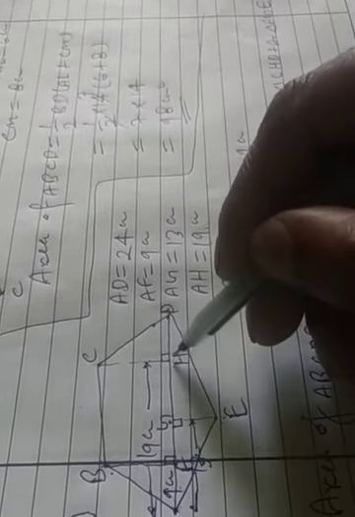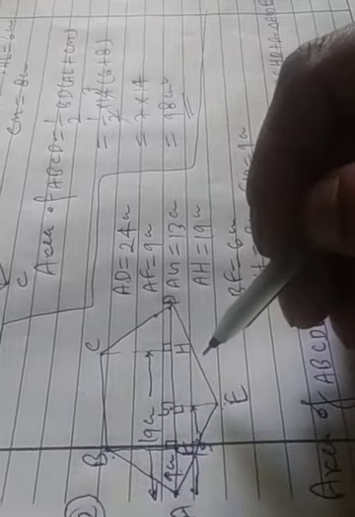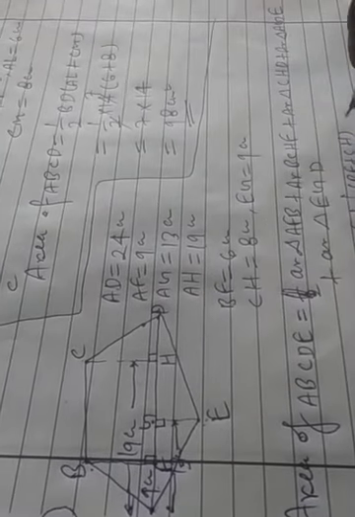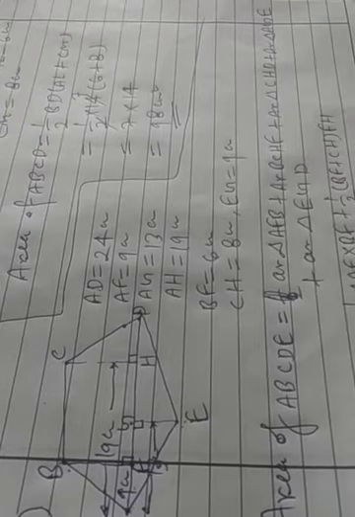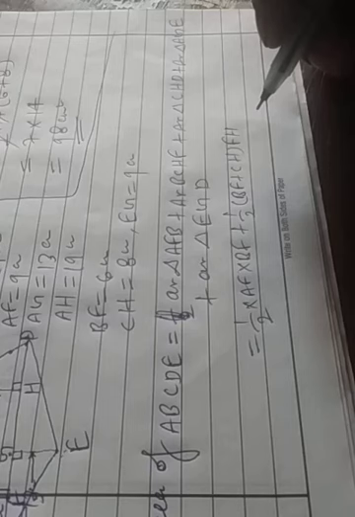And into the distance between them, we see that this is the distance between them. It means FH is the distance between these parallel sides. Okay, 1 by 2 into BF plus CH into FH. This is the area of the trapezium BCHF.